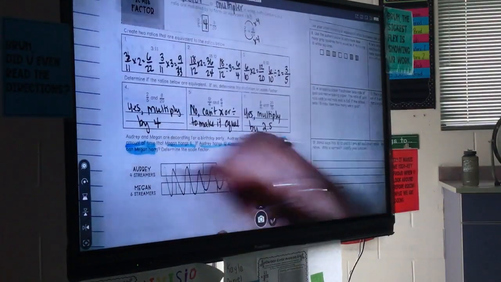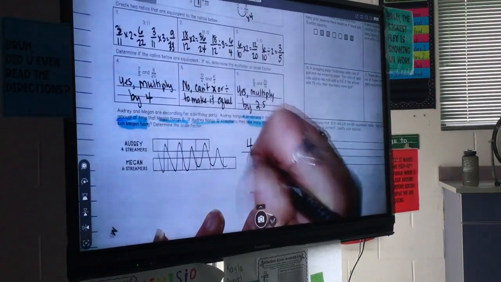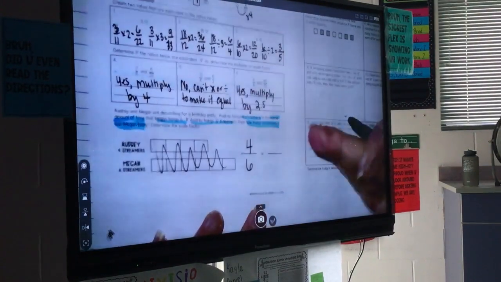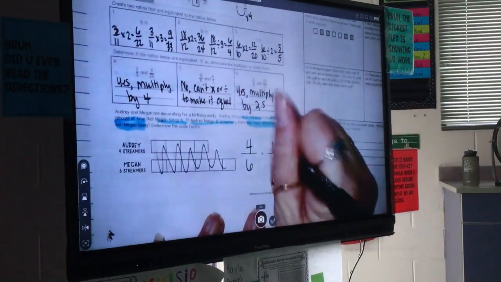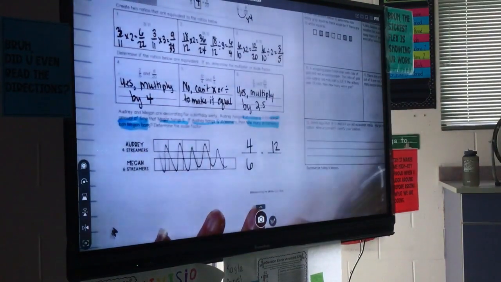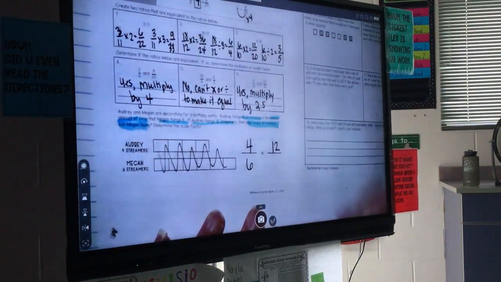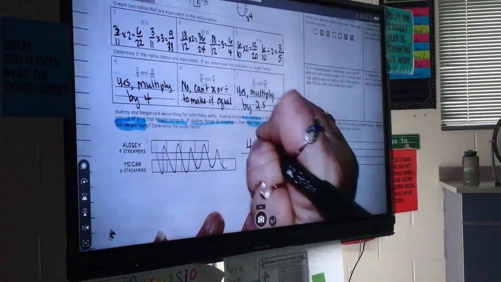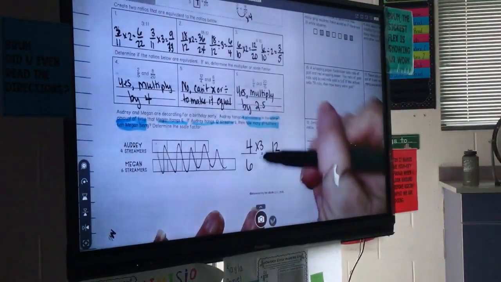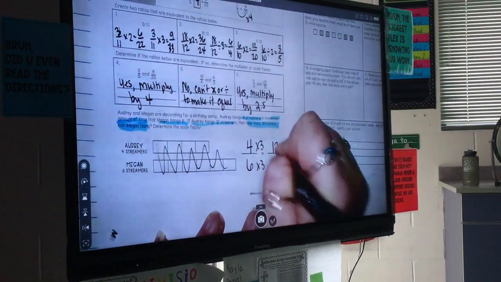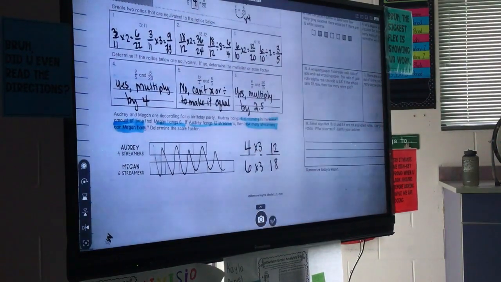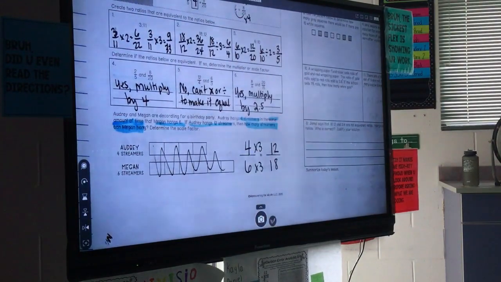So, starting with the original, we have 4 to 6, right? Well, we know how many Audrey hung altogether. She hung 12. So what do I multiply 4 by to get 12? Emma, if I multiply the top by 3, what do I have to multiply the bottom by? Okay, which gives me 18. All right, questions about that one?